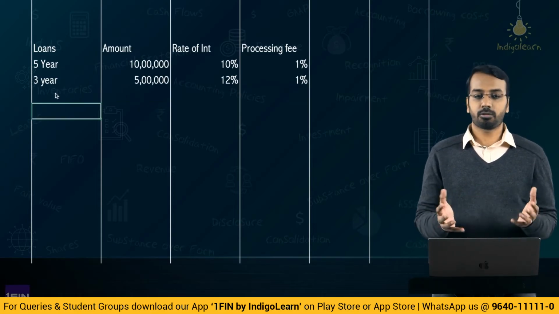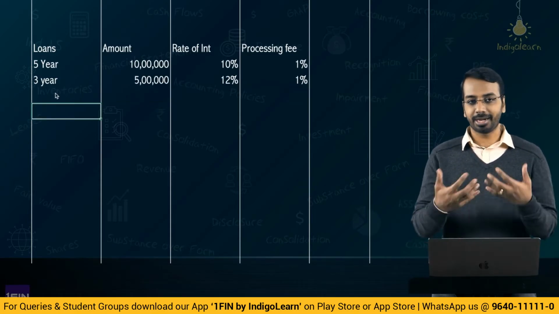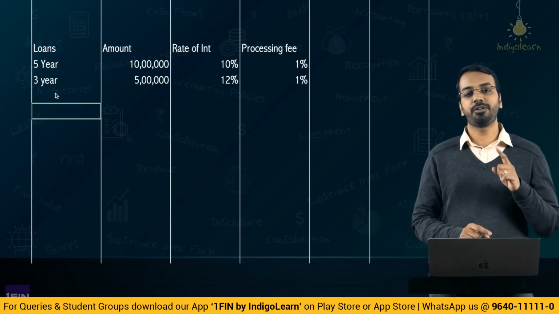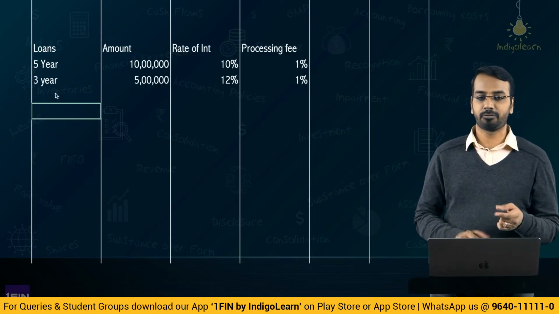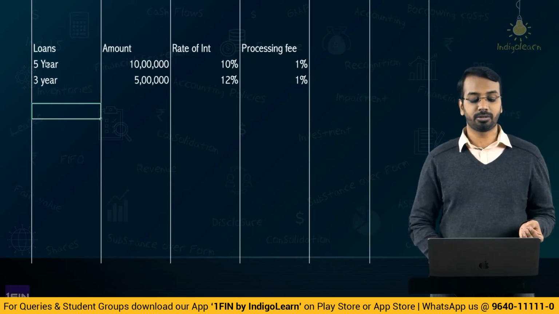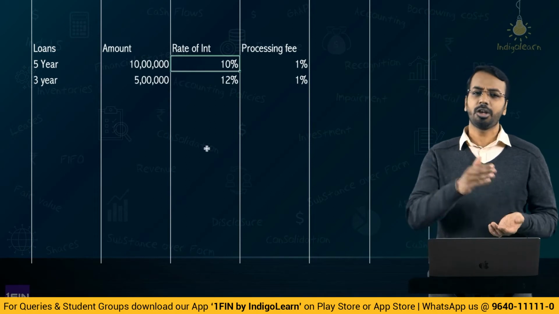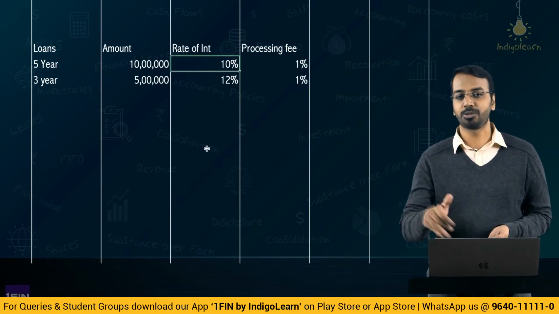Now, market rate of interest is not known, and we assume that the rate of interest which is charged is the market rate of interest. Now, first thing, can there be two different rates of interest for two different periods of loans? Yes, there can be. In fact, the 5-year has to be costlier. I have taken it that 5-year is 10% and 3-year is 12%. Normally, the longer duration loans will be costlier.